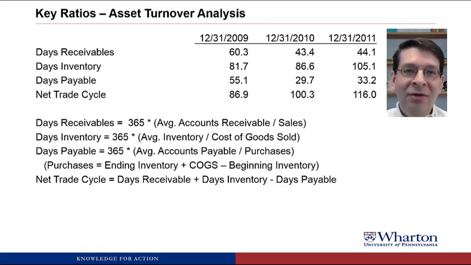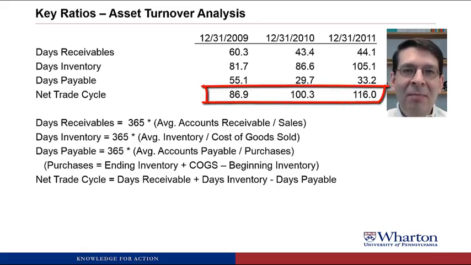Well, there's a cost to it, and that's what we're going to look at in this next ratio, the net trade cycle. The net trade cycle is basically a measure of the number of days that you have to borrow from a bank to meet a short-term cash shortfall. So the net trade cycle is days inventory plus days receivable. So that's basically the number of days from when you first get raw materials to when you make the sale and then collect the cash.